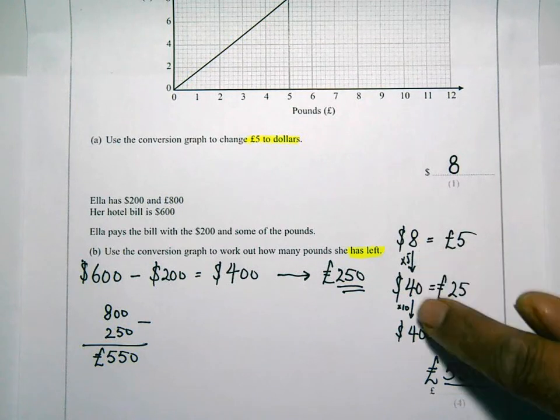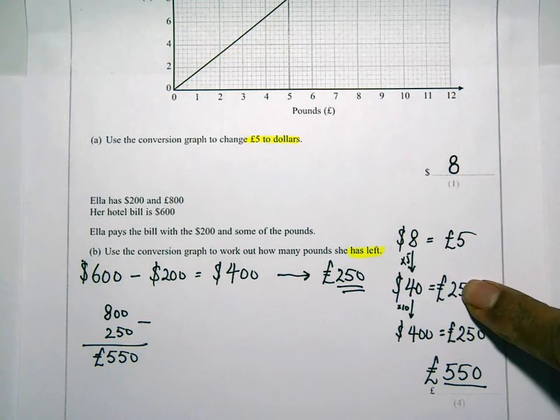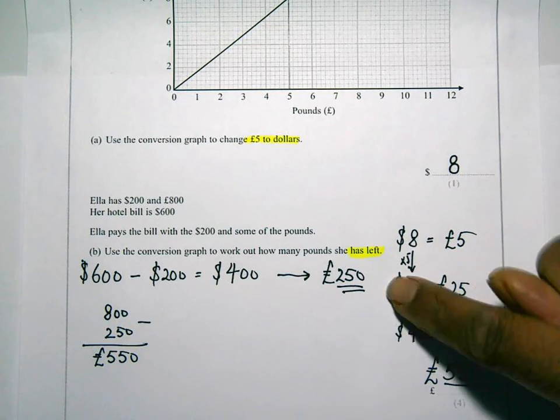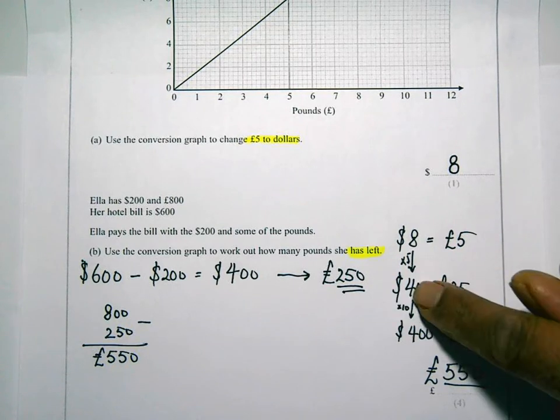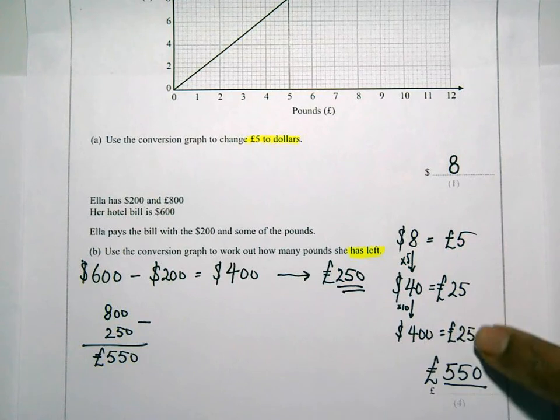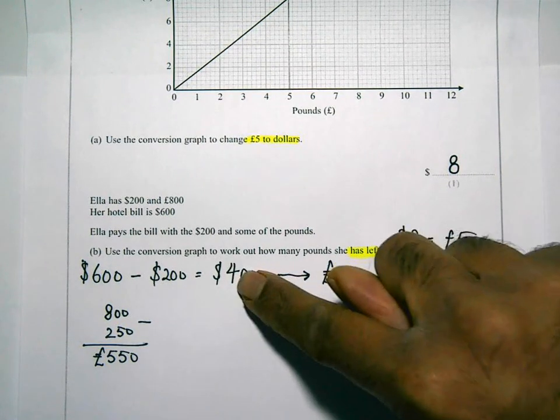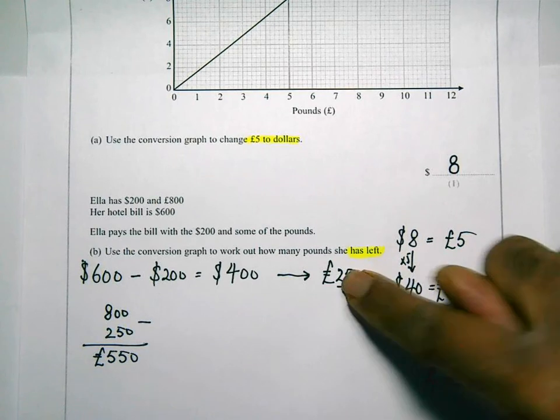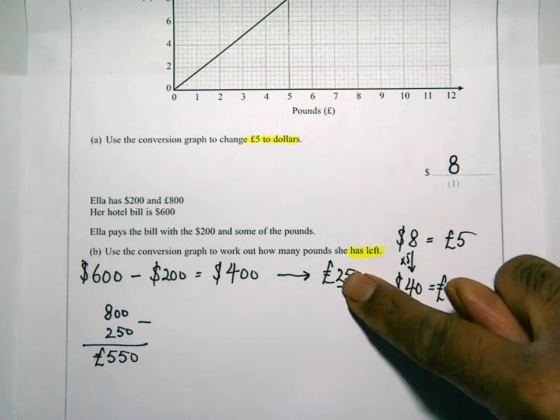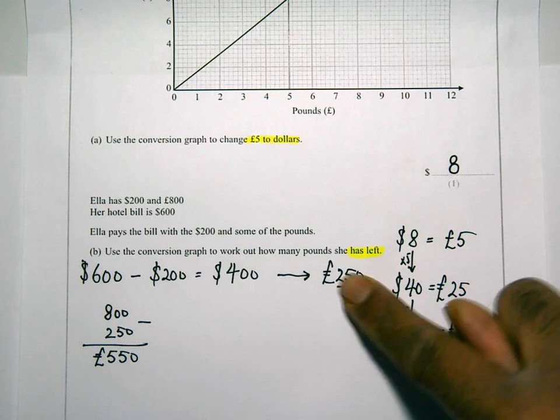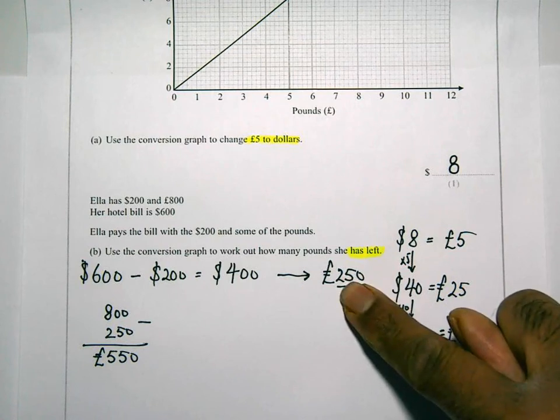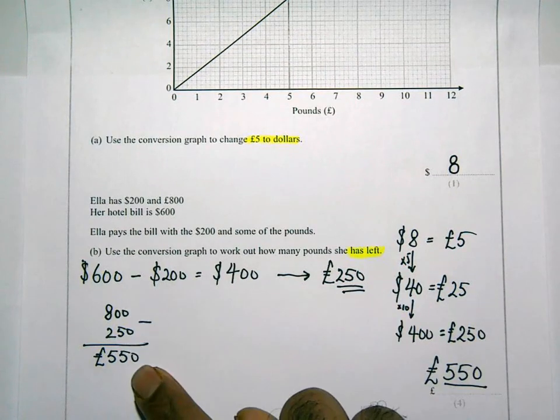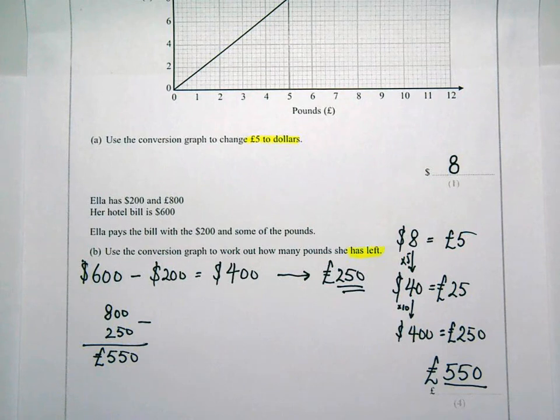And if I times all of that up by 10 again, that means $400 is 250 pounds, right? So I converted the $400 that she was still owing into pounds. If she paid 250 pounds for the rest of her hotel bill, I need to take that away from 800, and that leaves me 550. It's pretty straightforward when you know how, but go through this several times, break it down, and make sure you understand it.